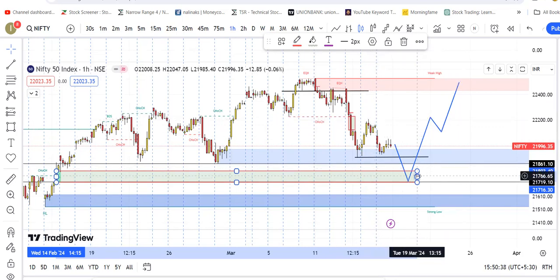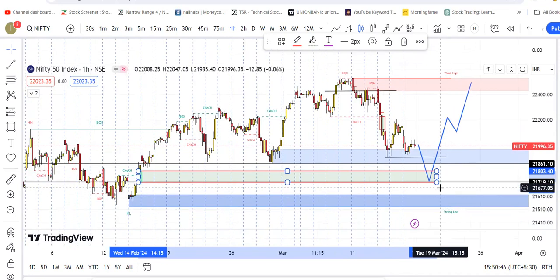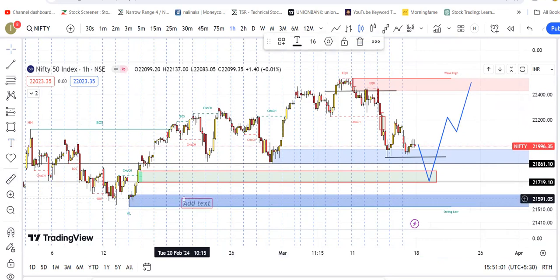So probably in the next week, the market may come down to this level. This is my level, 21,790, and I can anticipate for that. When it taps into this, the market may come down to mitigate this zone. This is an unmitigated order block.